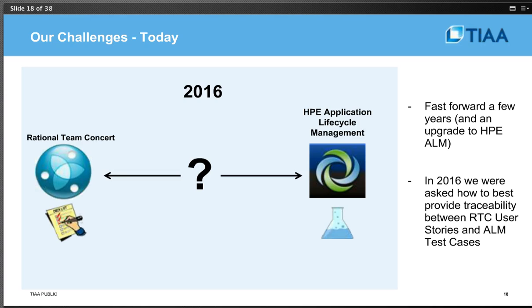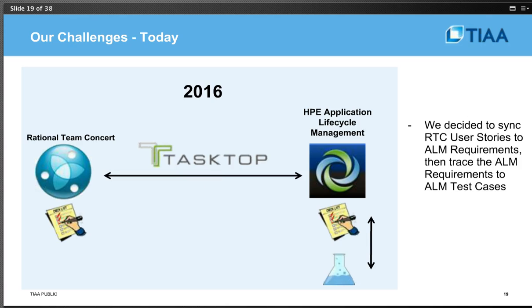Our QA org's adding these test cases in ALM, but our user stories in RTC, well, we can't really link them, okay? There's two different tools from two different vendors, so what kind of options do we have there? So we said, hey, we're using Tasktop Sync to do defect synchronization. Why not take those RTC user stories and synchronize those into ALM as ALM requirements?